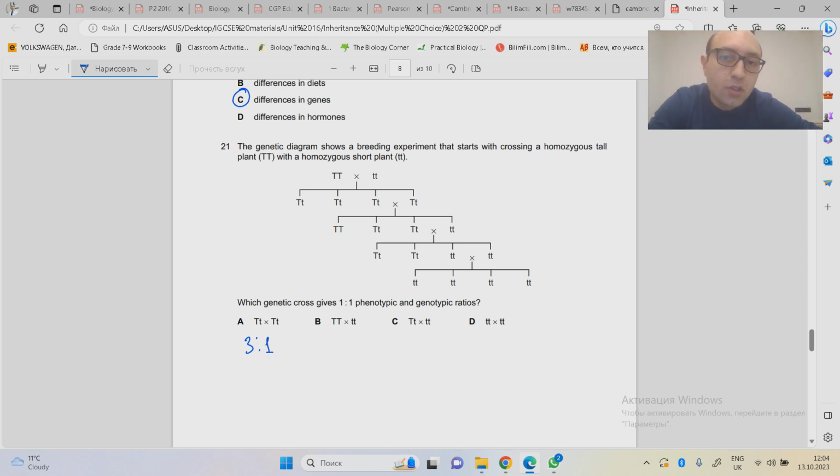Phenotypic and genotypic ratios for both of them. Okay, guys, A gives a phenotypic ratio of 3-to-1, which is not correct. B gives just 1. Answer in here is C. C, because the genotypic ratio is 1-to-1 and the phenotypic ratio is also 1-to-1. D is also 1.